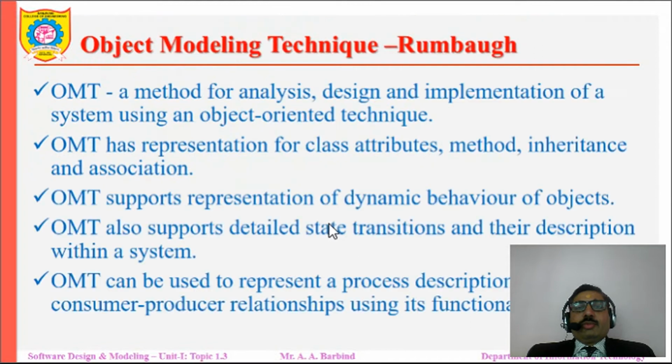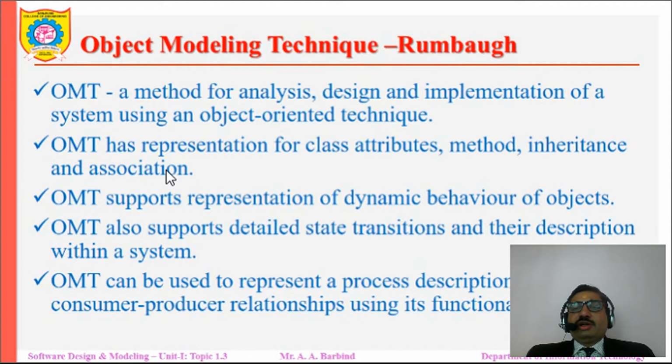So there were many techniques, but some of the techniques were very popular and some of these techniques we shall be discussing here. Among that, OMT was the technique developed by Rumbaugh. The OMT is a method for analysis, design and implementation of a system using an object-oriented technique. So OMT is one of the object-oriented techniques introduced by Rumbaugh.